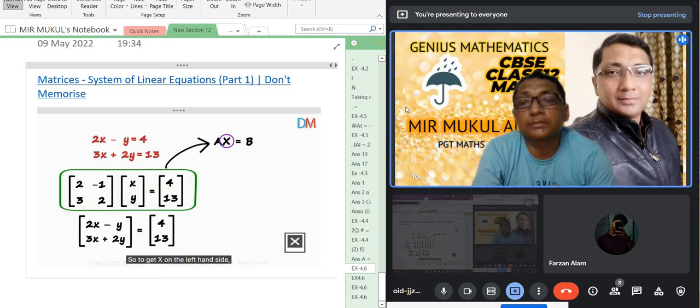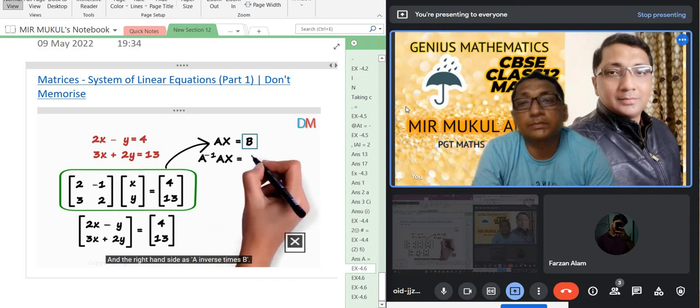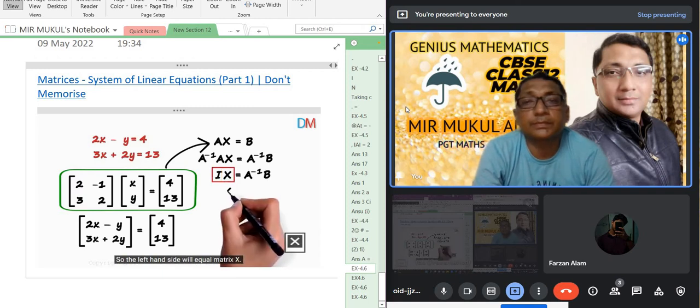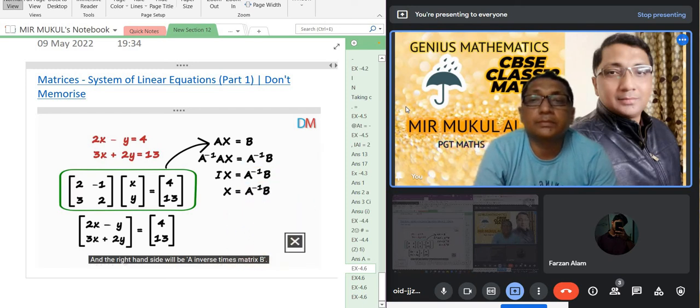So to get X on the left-hand side, we multiply both sides with A inverse. We get the left-hand side as A inverse times AX and the right-hand side as A inverse times B. Now A inverse times A will equal the identity matrix. We get this. And we know that the identity matrix times any matrix will give us that same matrix. So the left-hand side will equal matrix X. And the right-hand side will be A inverse times matrix B. That's how we get matrix X.